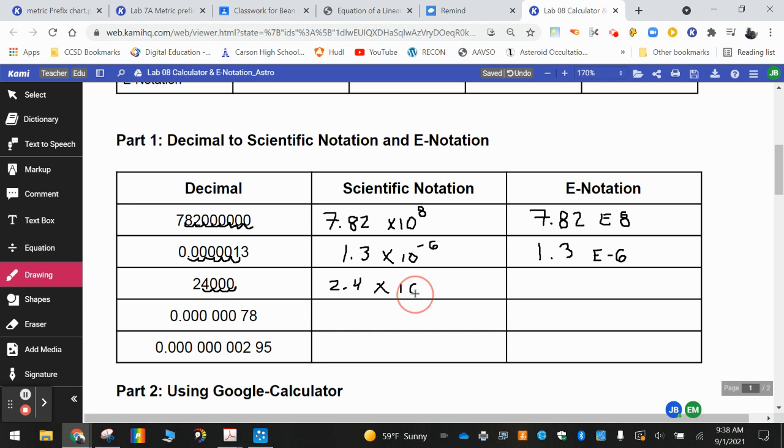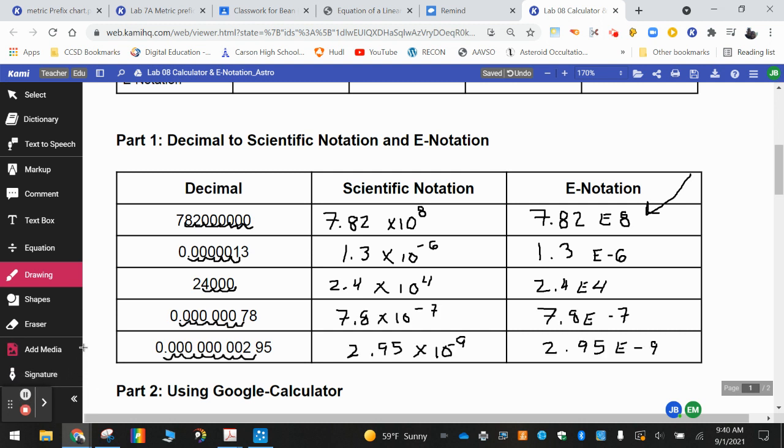Times 10 to the, was it 1, 2, 3, 4? 2.4 times 10 to the 4. E notation would be 2.4E4. Now we have to remember this because when we use our graphing tool, quick graph tool, and spreadsheets, we have to use this notation to be able to get it to work. Okay. All right. I'm going to go ahead and pause and let you guys work on this at home, and then we'll check our answers when I hit play.